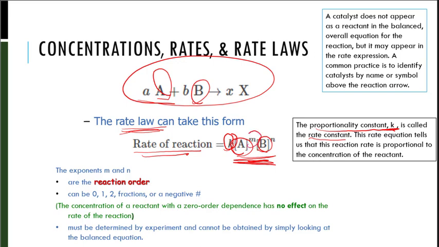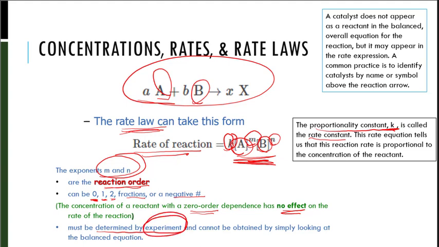Now we do have some superscripts here. We have m and n. Notice those are not the stoichiometric coefficients. The exponents m and n are the reaction orders, which we'll get to in just a minute. But those reaction orders, those superscripts, can be 0, 1, 2, fractions, or a negative number. The concentration of a reactant with a 0 order dependence has no effect on the reaction rate. These numbers, the 0, 1, 2, they must be determined by experiment.